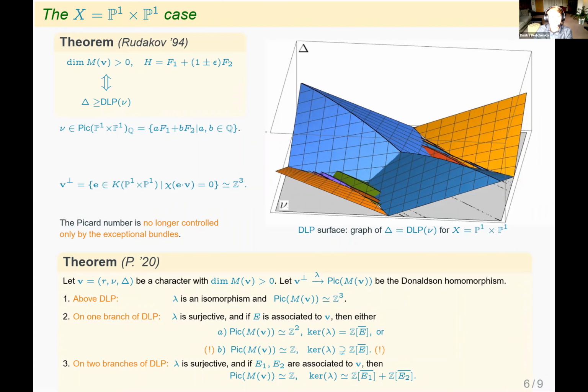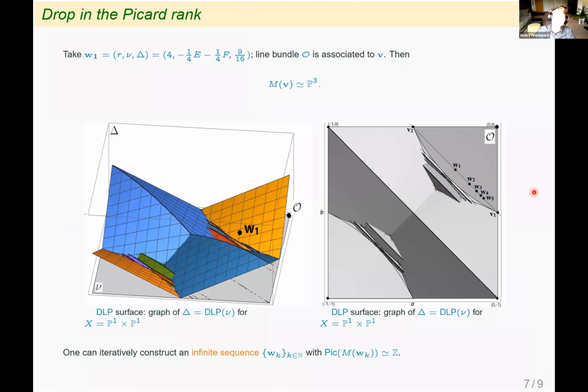Okay, if not, I'll give you two explanations for why the Picard rank drops. So one is an easier explanation. If you take this concrete Chern character of rank 4 with these numerical invariants, then you can picture it on the graph of the DLP surface over here. As you can see, this W1 character indeed sits on a single branch of the DLP surface, on this orange piece. And this orange piece is given by the exceptional bundle O, the trivial bundle.